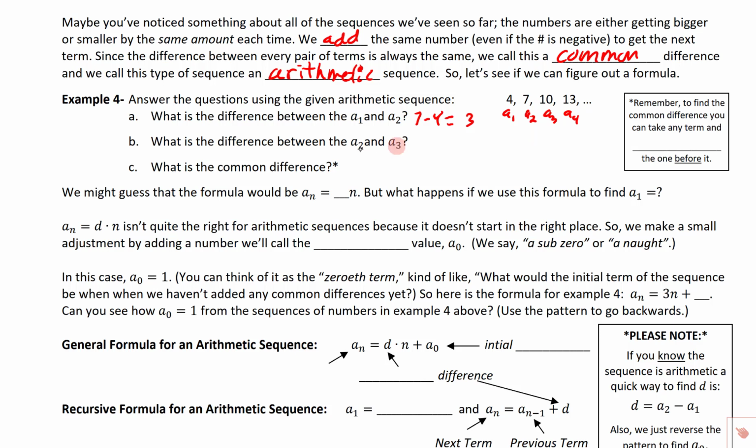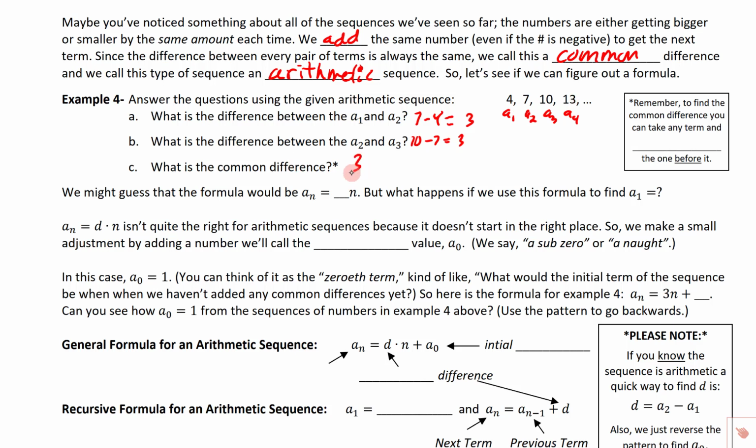And then it says, what's the difference between A2 and A3? Well, between A2 and A3, again, we're going to reverse the order. We're going to do 10 minus 7, and we get 3 again. So you'll notice that what's happening here is I'm adding 3, adding 3, adding 3 every single time. So that's what we call the common difference.